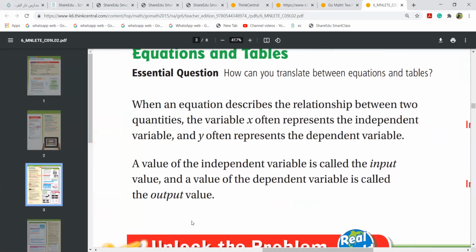When an equation describes the relationship between two quantities, the variable x often represents the independent variable and y often represents the dependent variable. A value of the independent variable is called the input value, and a value of the dependent variable is called the output value.